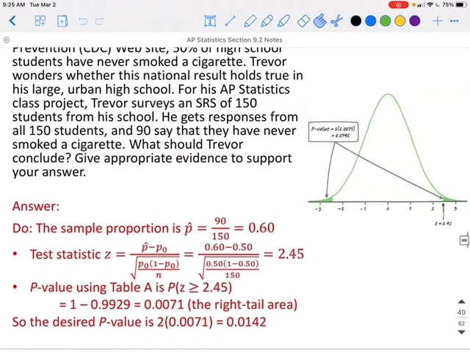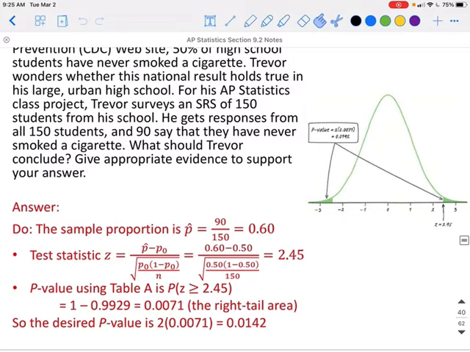Now, if we look this up in our table, a z-score of 2.45 is going to give us an area to the left of 0.9929. So if we do 1 minus that, that'll tell us the area to the right, which is 0.0071. But this is a two-tailed test, so we also have the exact same amount on the left tail. So we're going to do 2 times that quantity, and that's going to give us our p-value of 0.0142.